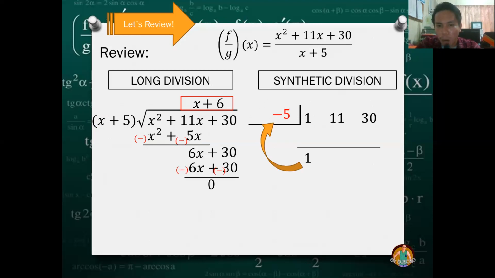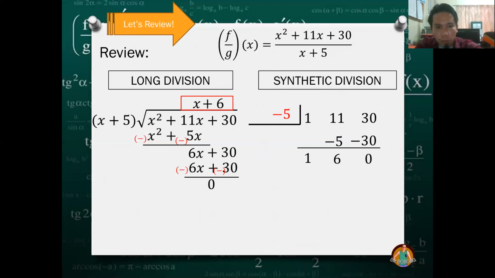After we bring down, times tayo. Multiply. 1 times negative 5 will give us negative 5. I-align natin siya sa ating next coefficient. Next, 11 minus 5 will give us positive 6, and then proceed na naman tayo sa multiplication. 6 times negative 5 will give us negative 30. So 30 minus 30 will give us 0. So 1, 6, and 0. Yan na yung mga bagong coefficient natin.